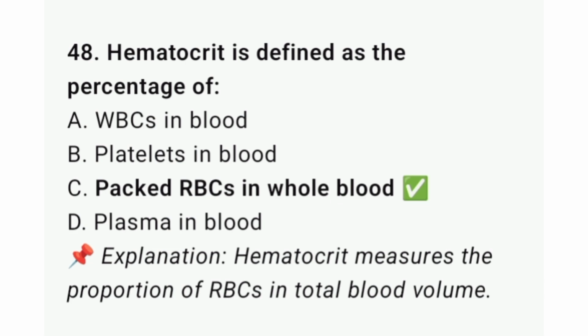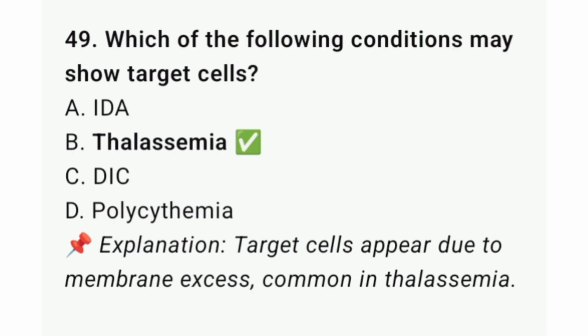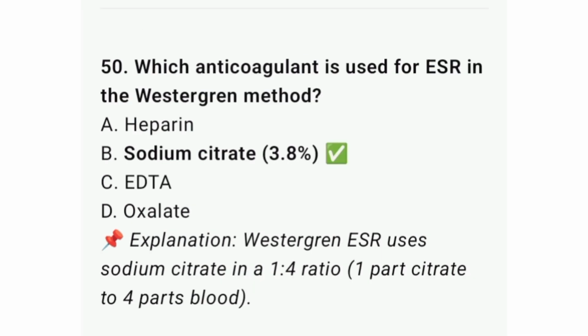Hematocrit is defined as the percentage of packed RBCs in whole blood. Which of the following conditions may show target cells? Thalassemia. Which anticoagulant is used for ESR in the Westergren method? Sodium citrate 3.8%.